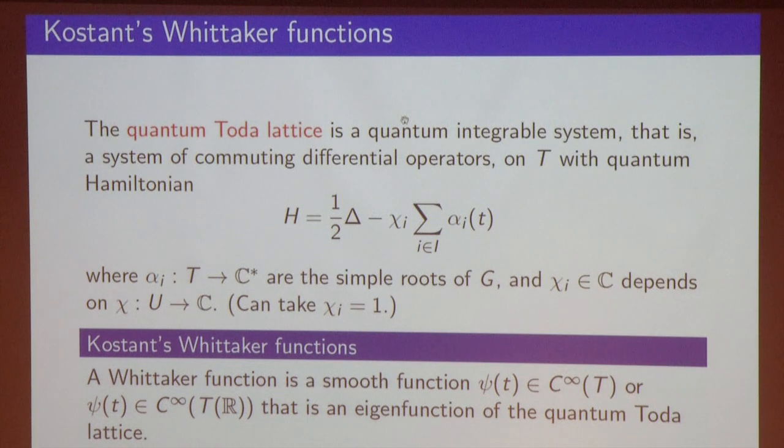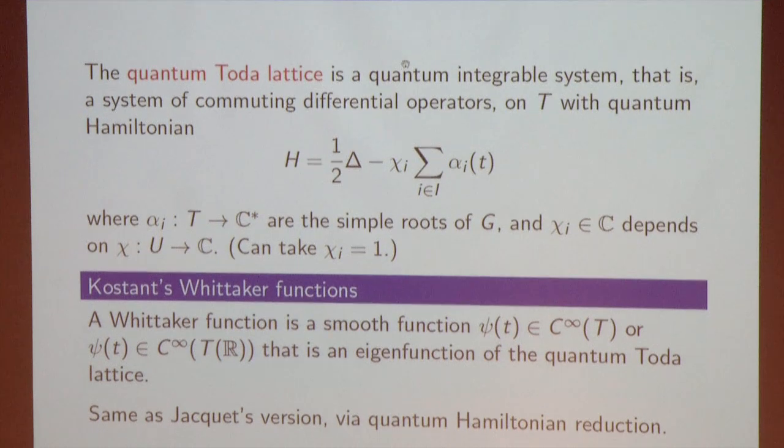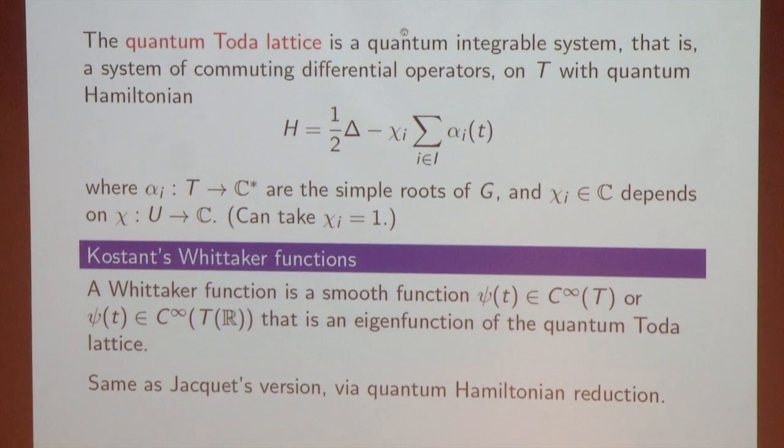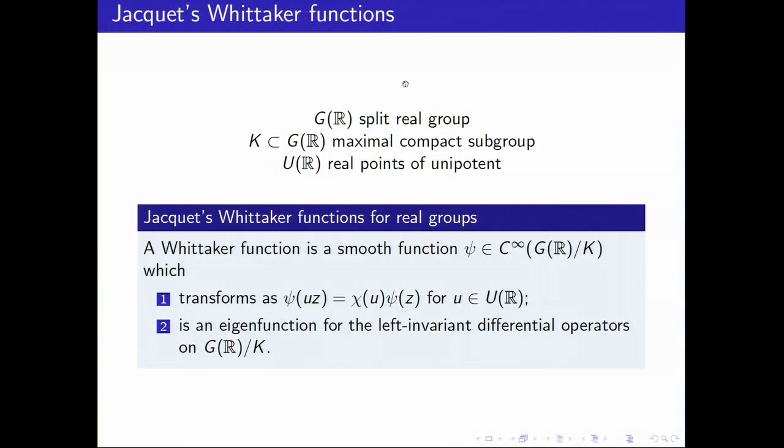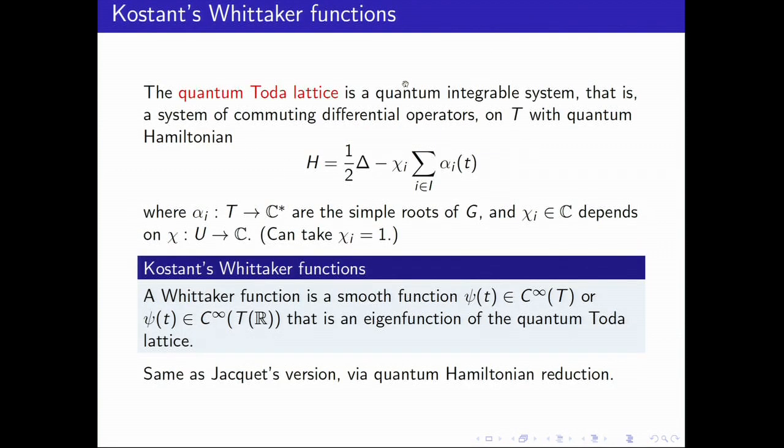So this is the first differential operator in a large system of commuting differential operators, and roughly speaking, it is related to Jacquet's version via a process called quantum Hamiltonian reduction. So what's the difference between the two versions? In Jacquet's version, you have a function on the group which transforms in a particular way under subgroup actions on the left and right, and it's an eigenfunction of a large bunch of differential operators. And in Kostant's version, it's a function on a much smaller set. It's just a function on the torus. So you've gotten rid of the transformation properties, and this large class of differential operators is reduced to studying this thing called the quantum Toda lattice.